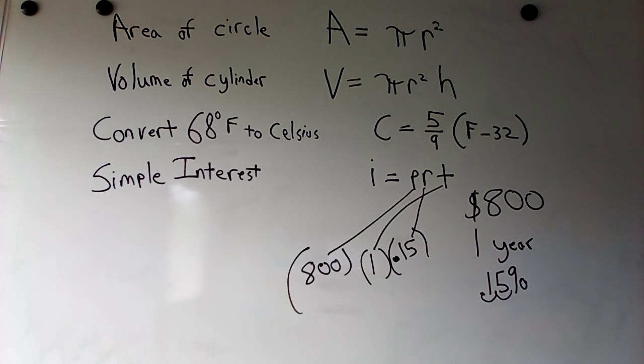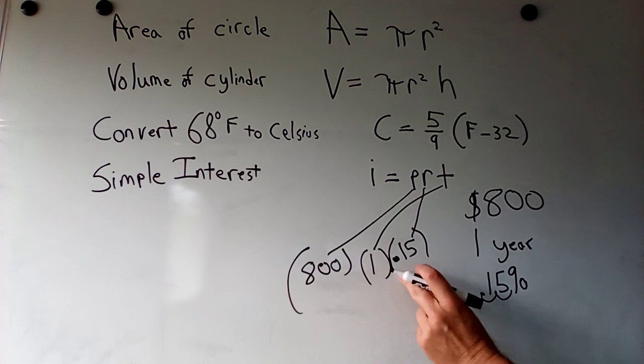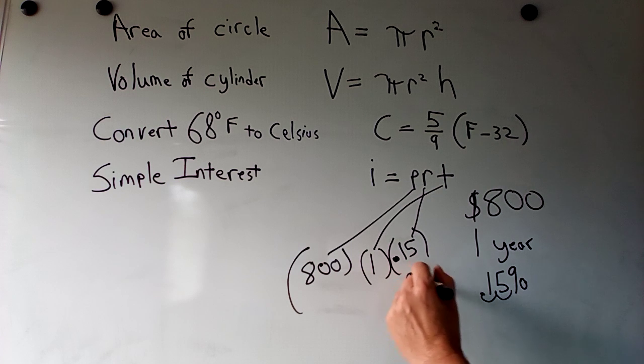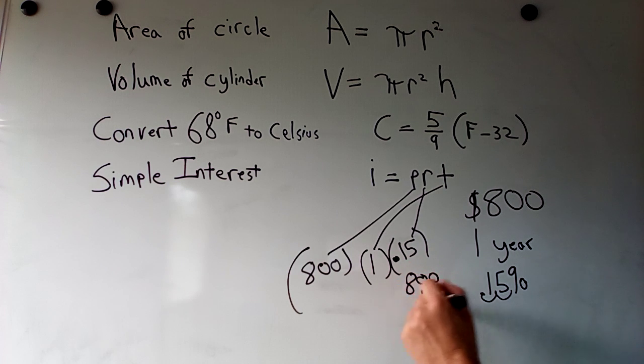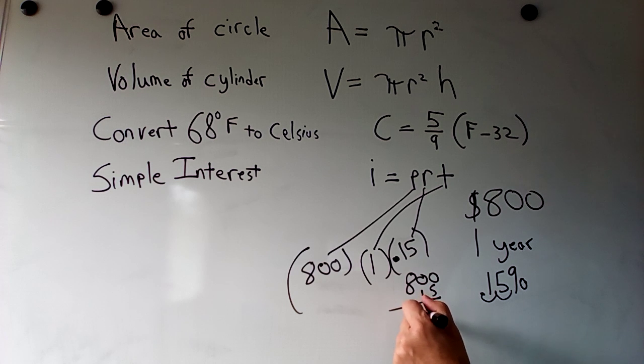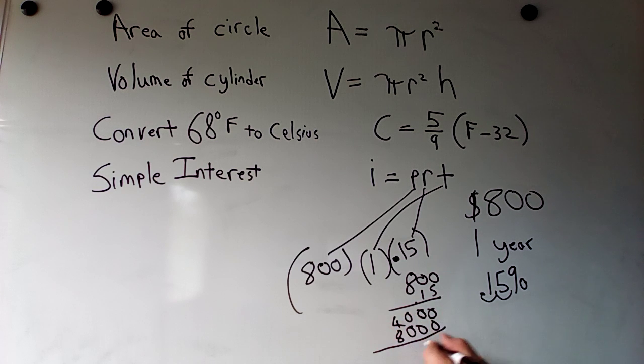So you would multiply 800 times 0.15. So this is going to do that right here. 800 times 0.15. You would have a 0, 0, and that's 40, and then you would put your placeholder there, and then you would have 0, 0, and 8. Is that right? I believe so. And then you've got 12 there with 0, 0, 0. Now you've got to remember your decimal right here. So your interest is $120.